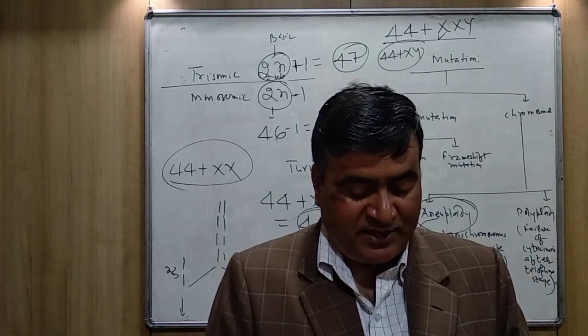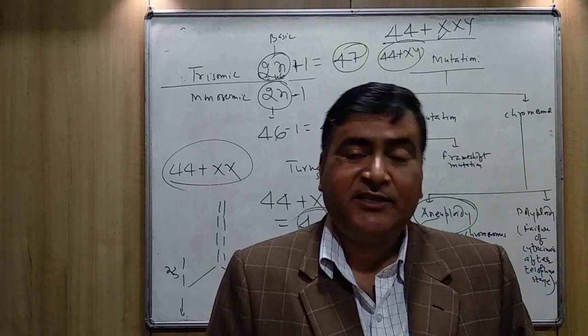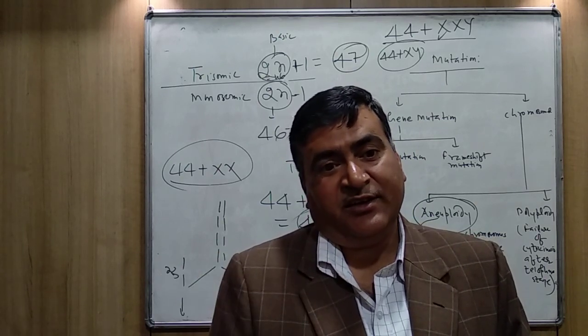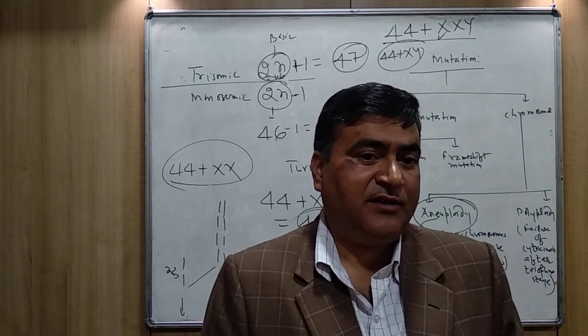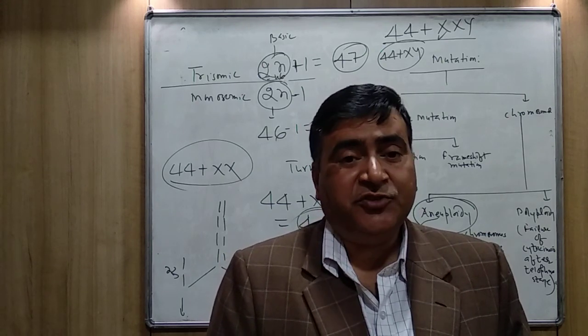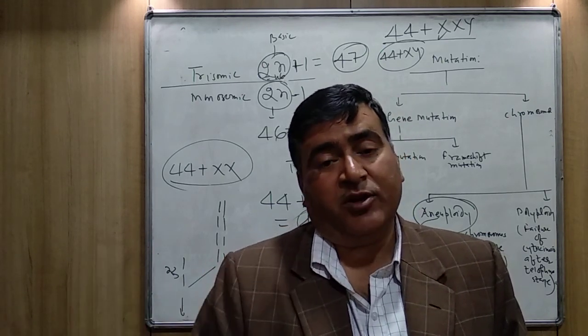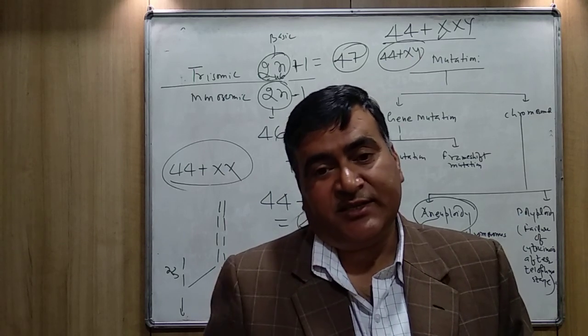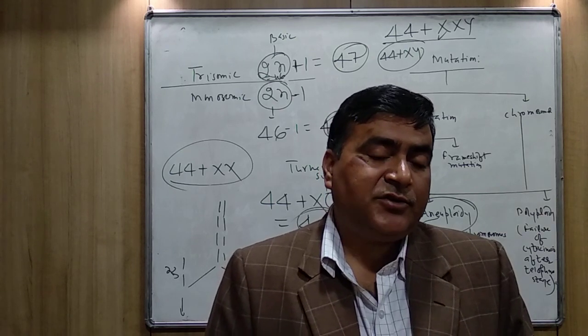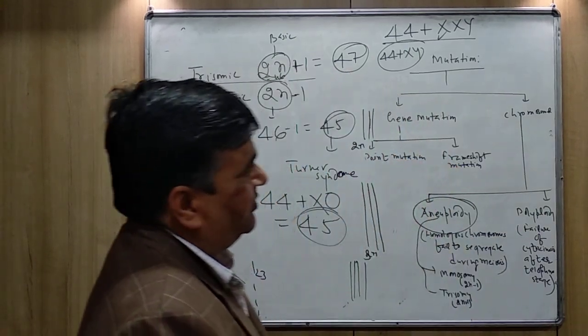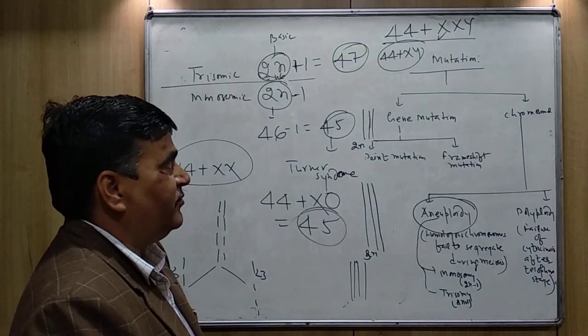Sometimes in plants, a particular chemical is used that is called colchicine, and that colchicine is used to increase the polyploidy level to get the desired product. So that's all about aneuploidy and polyploidy.